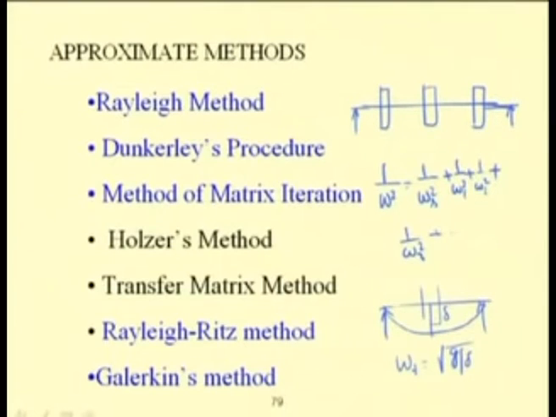So, these methods, for example matrix iteration, Holzer method and transfer matrix method, can be used for multi degree of freedom systems. And one can easily find the natural frequency of the system by using the Rayleigh method, where an assumed function can be used. So, this assumed function may not be the eigenfunction. Assumed functions are determined by taking only the geometric boundary conditions of the system.